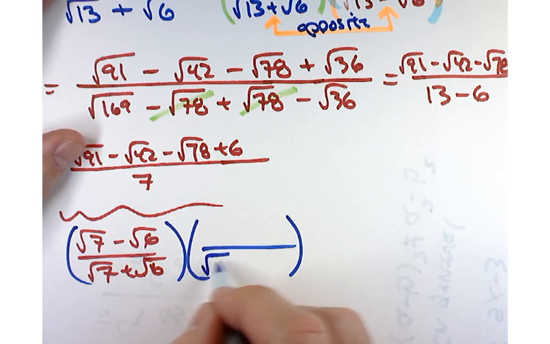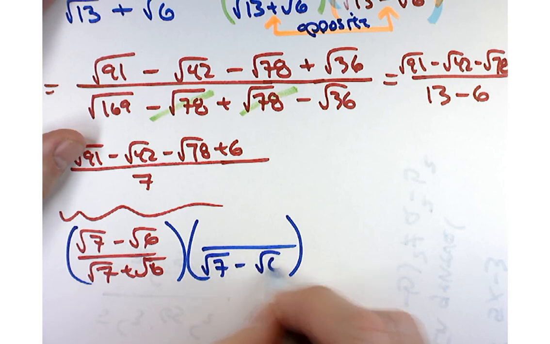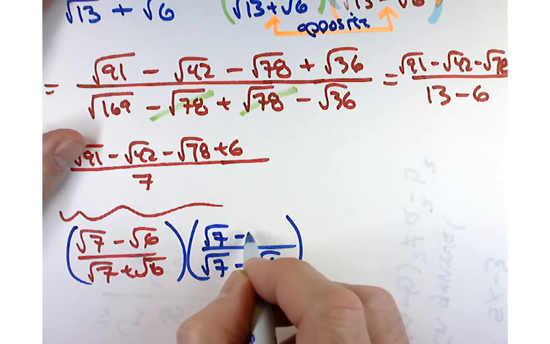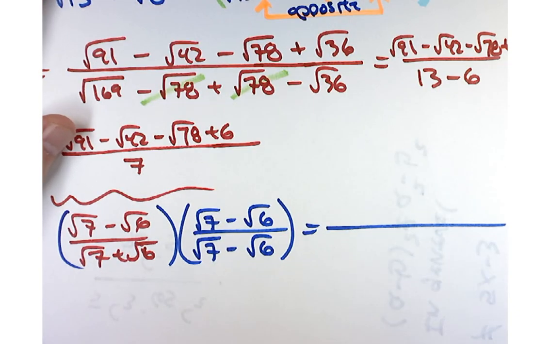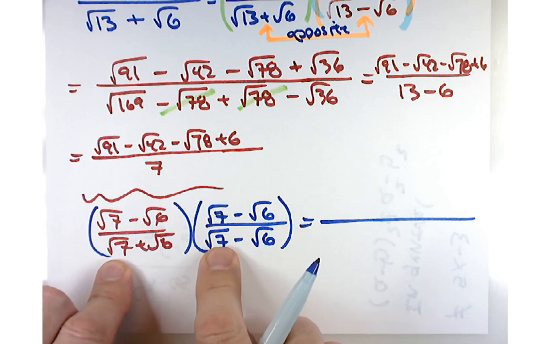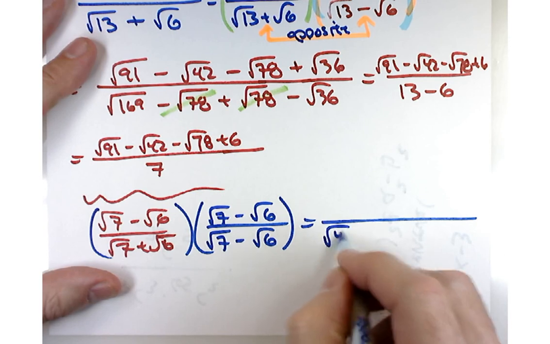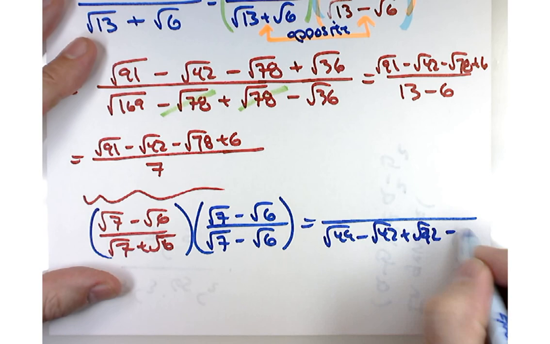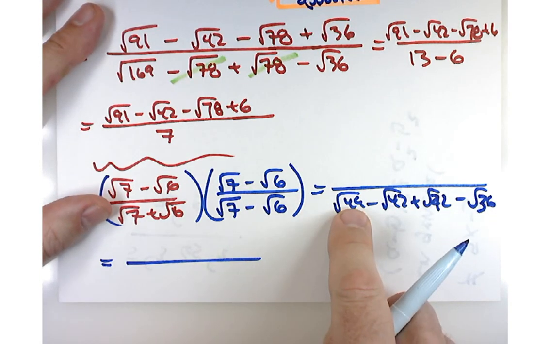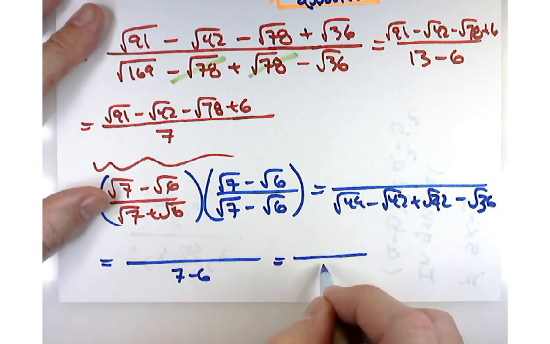Square root of 7 and negative square root of 6. Good. And the same thing in the numerator. Now I'll kind of hurry this one up for you. You get square root of 49 minus square root of 42 plus square root of 42 minus square root of 36. And like I said earlier, you're going to end up with 7 minus 6, which is going to be your denominator, which is going to be 1.